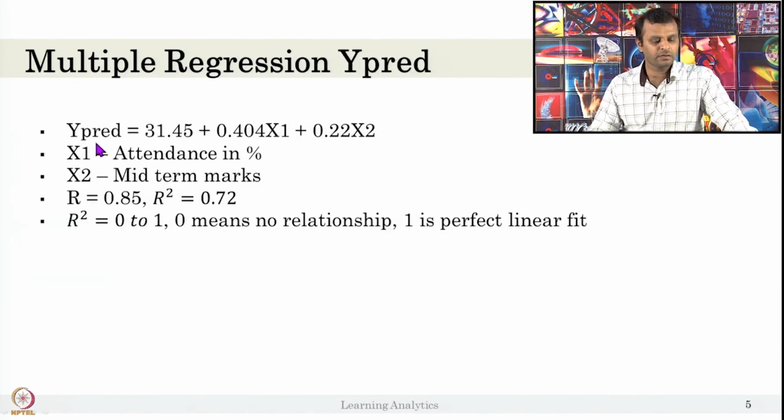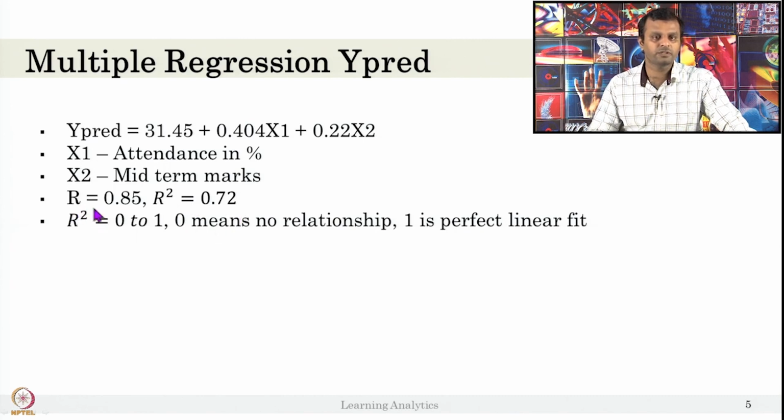Y predict is equal to 31.45 plus 0.4 x1 plus 0.2 x2, that is the linear regression model for the data we gave. The first variable x1 is attendance in percentage and the second variable x2 is midterm marks, and R equal to 0.85, R square is equal to 0.72.